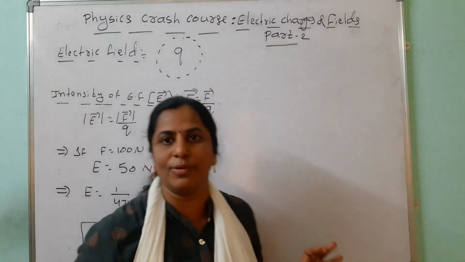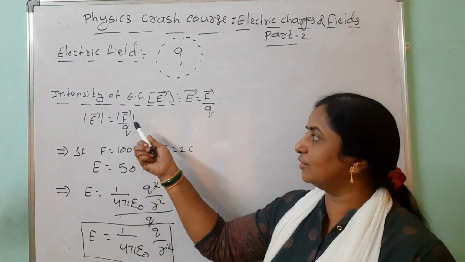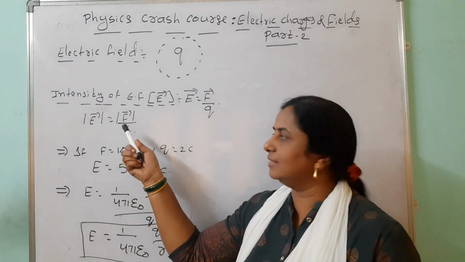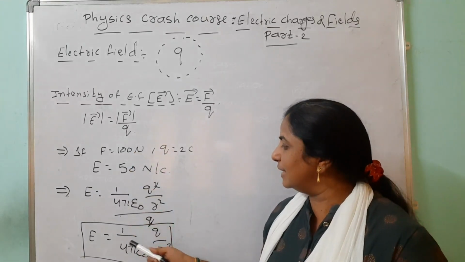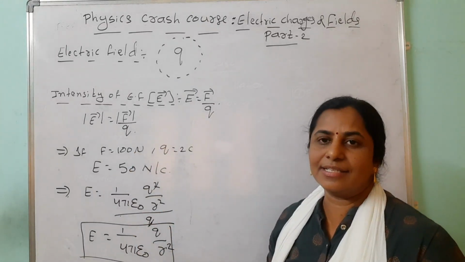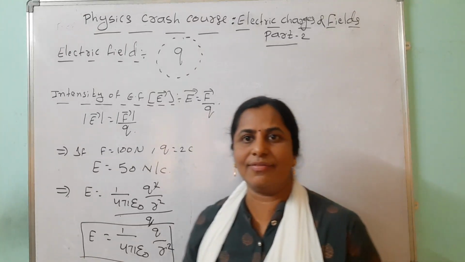So don't stick to only one formula. One is in terms of when they give force and charge. This is the formula to find the intensity of the electric field. When you know the charge and distance, this is the formula to find the intensity of electric field.